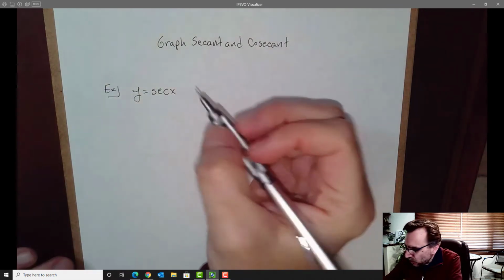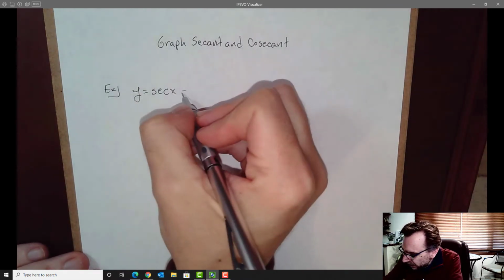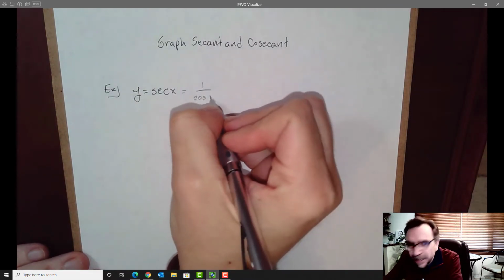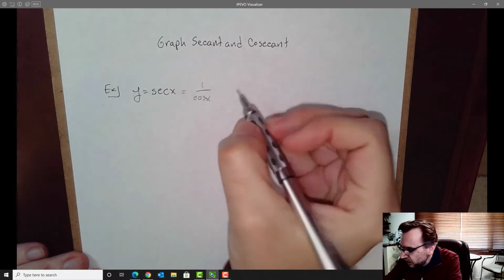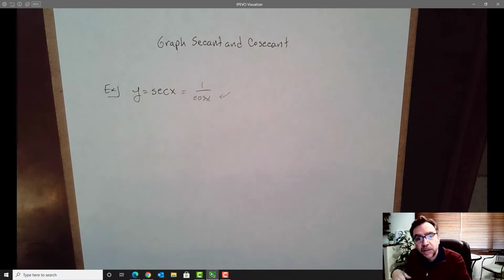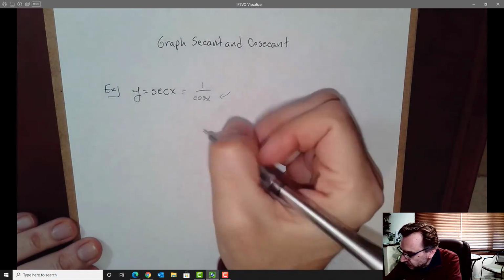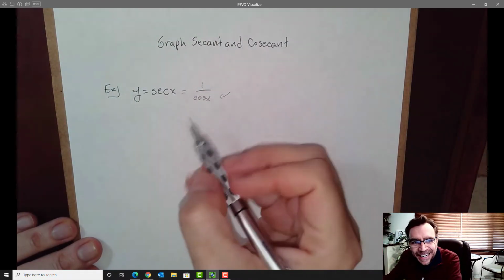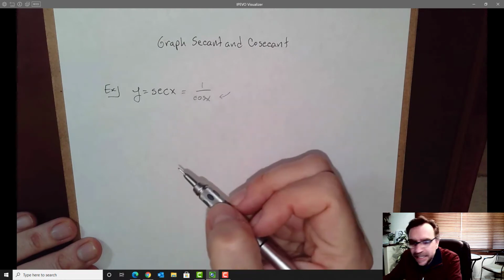Okay, so here we have y equals secant x. We can think of that as 1 over cosine x. And we know from algebra, whatever makes the bottom 0, if it doesn't cancel, you're going to get a vertical asymptote. All right, so we're going to use cosine x as a guide to graph secant x.